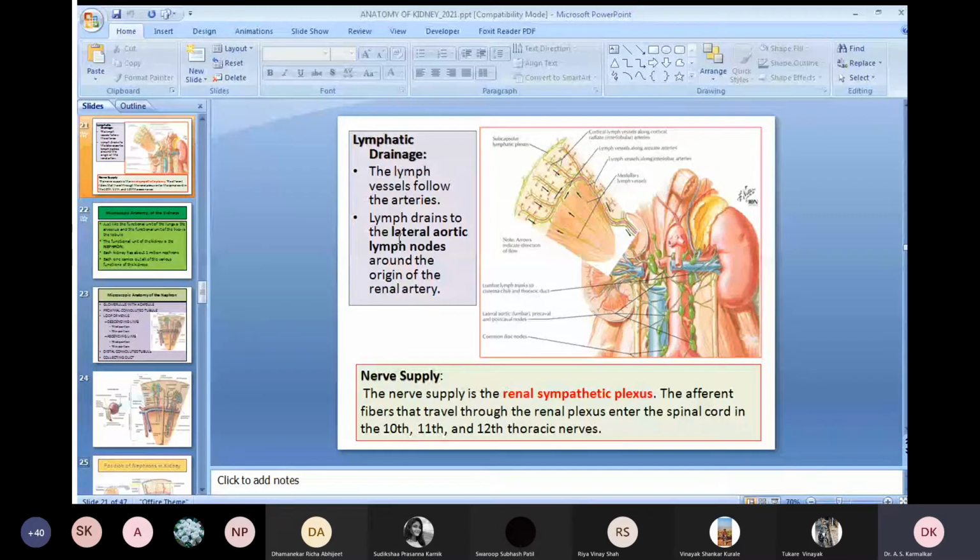The afferent fibers are coming to the renal plexus, and they are from the spinal segments T10, T11, and T12 of the thoracic vertebra. So these will form the sympathetic plexus, and it will supply the kidney, that is the nerve supply.